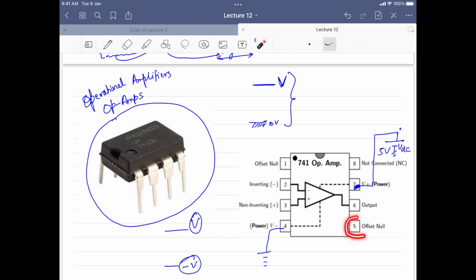And this, you do not worry about it, it will be dealt with later on in the advanced courses, but this is the null pin, so we do not want to discuss the functionality of this here, but this is the null pin and this will be left open.